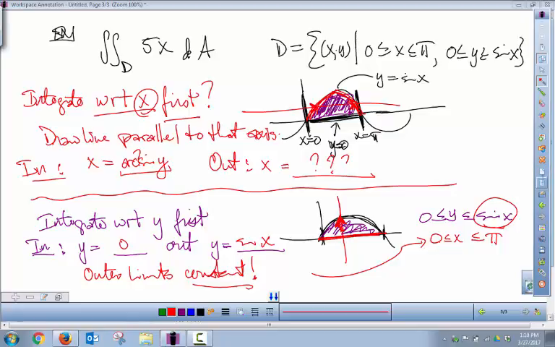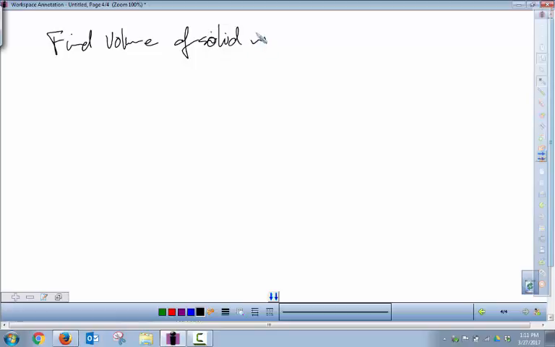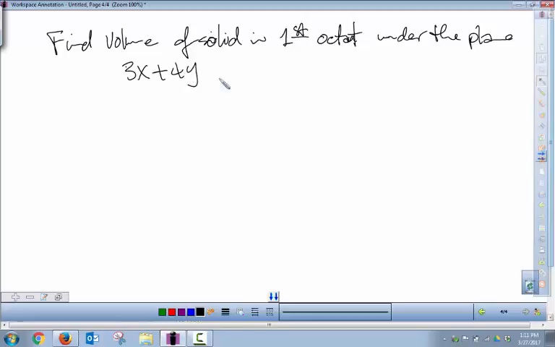All right, here's another popular one. Find the volume of the solid in the first octant under the plane of 3x plus 4y plus z is equal to 10.